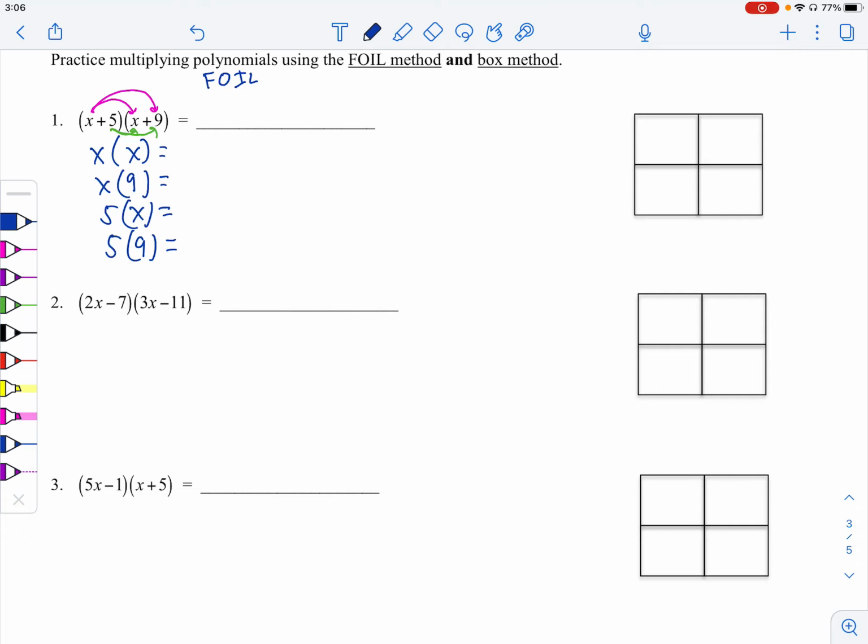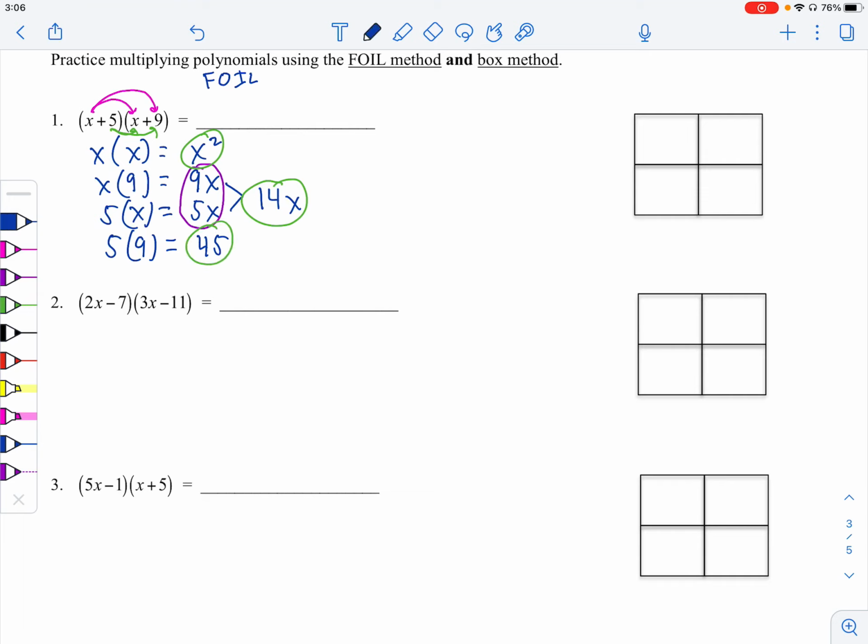Then we multiply now. X times x, we have 2 x's, so x squared. X times 9 is just 9x. 5 times x is just 5x. 5 times 9, 45. Right? And our like terms, always in the middle, right? Those two are always going to combine together, right? Because they have the same variable, same exponent. So that's going to be 9 plus 5, 14. So 14x. So our terms are going to be x squared, 14x, and 45.